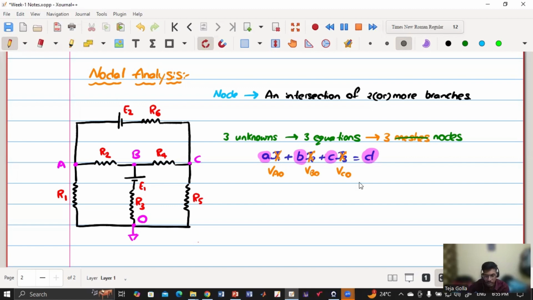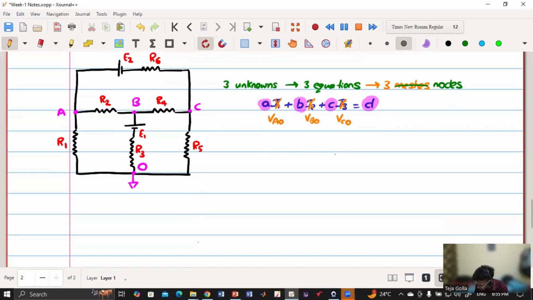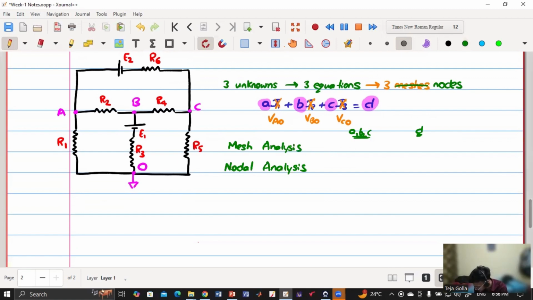So maybe it is better if I write. So we have mesh analysis. What are A, B, C and what is D? And then in nodal analysis, what are A, B, C? Because it should be correct dimensionally. So here it is resistance and here it is voltage. Here it is 1 by resistance and here it is current. It is just the same thing, but one should know the difference so that they can understand it better. Sir, using node we can only solve for voltage.